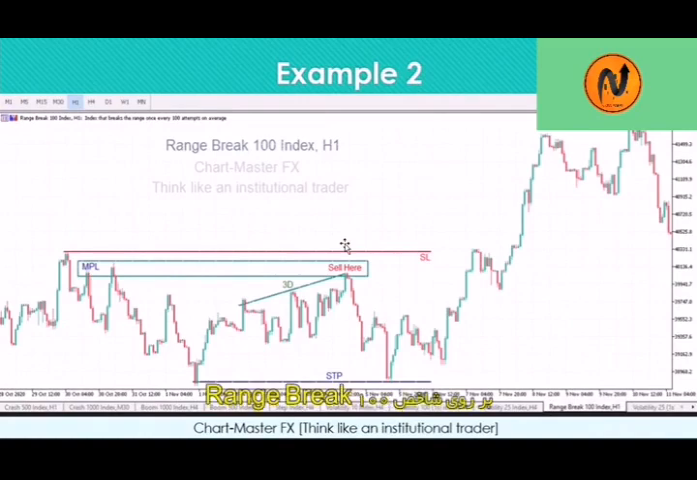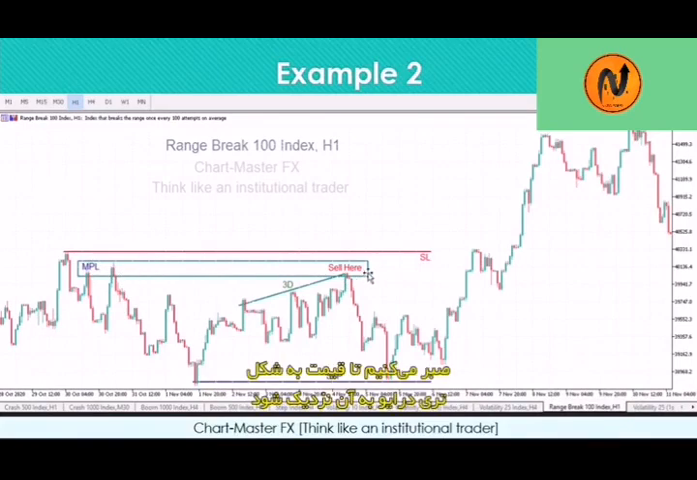On example number 2, we are on Range Break 100 Index on the H1 time frame. So guys, as you can see, we have our MPL here. We have our MPL zone here. Once you have an MPL zone, we wait for the price to approach it in a form of a 3 drive. So there was a 3 drive here, guys. You can see we have a first drive here, we have a second drive here, we have a third drive here.